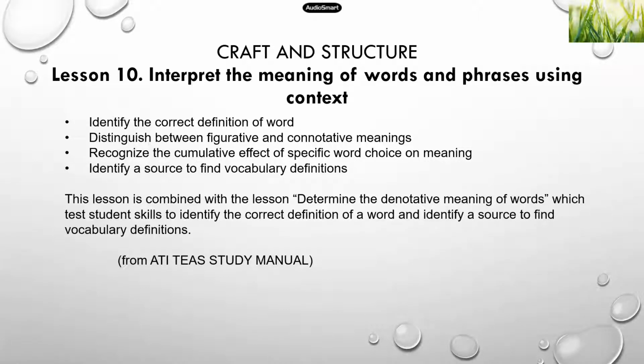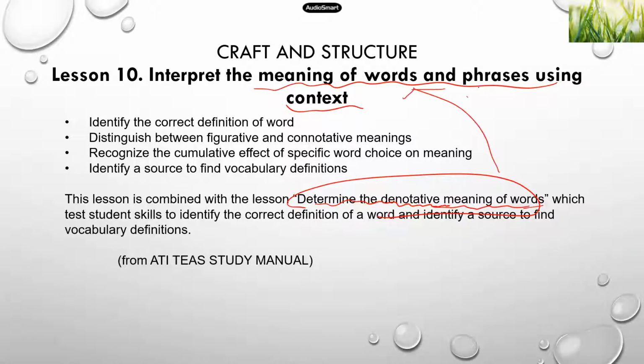Now, today's lesson is really two lessons combined. So we're going to look at how to interpret the meaning of words and phrases using context, and also determine the denotative meaning of words. These two lessons have very similar objectives, and the second lesson can be covered by the first lesson. So I'm going to combine them together. And here are the learning objectives.